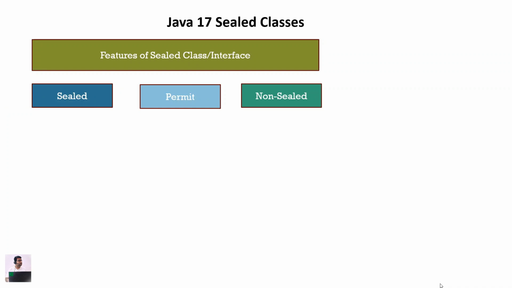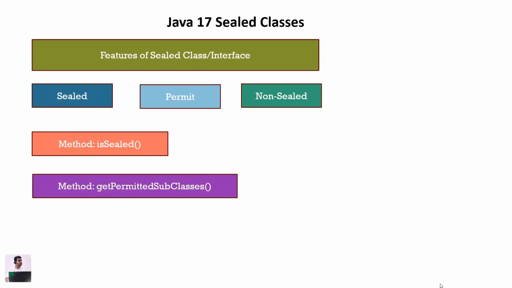In the sealed feature, we got two methods. First is isSealed. This method returns true if the class or interface is sealed. Second is getPermittedSubclasses. This method returns an array of classes or interfaces that are allowed to extend this class or interface, or null if this class or interface is not sealed.